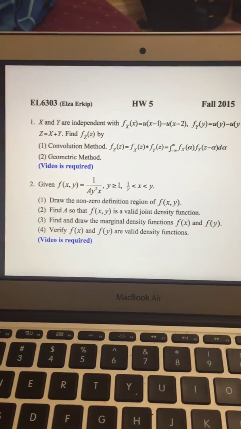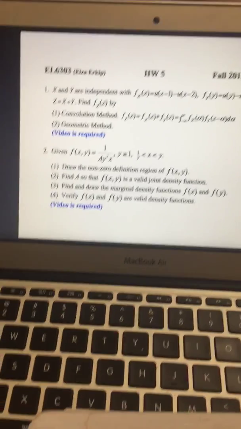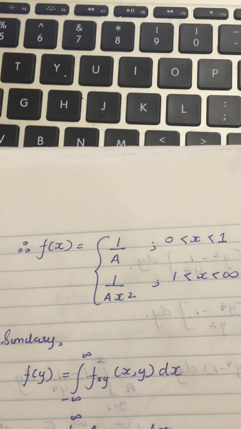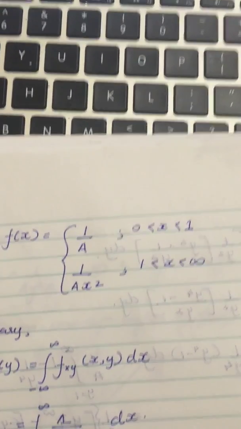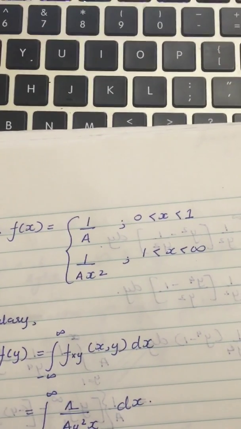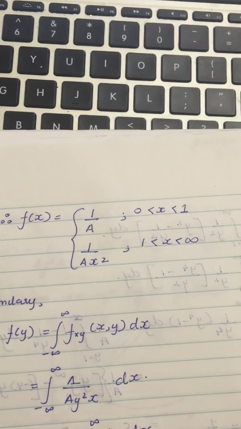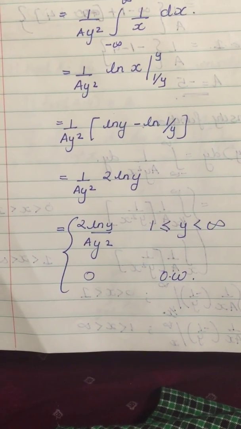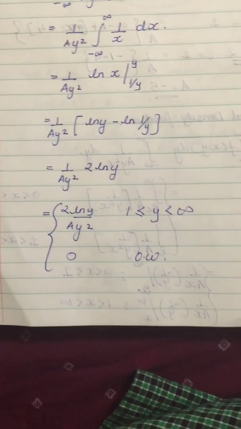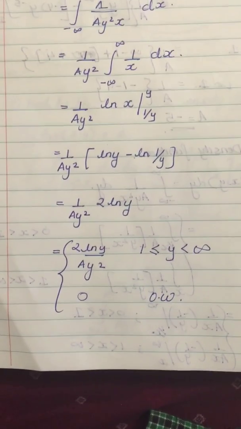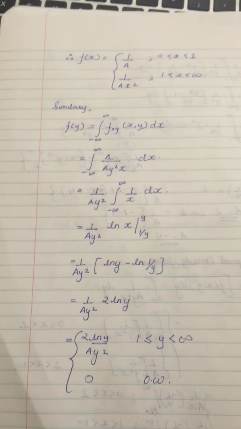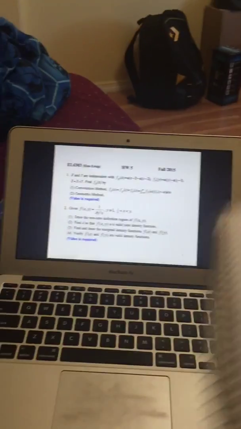The last part is verify that f of x and f of y are valid density functions. If you integrate f of x, 1 upon a going from 0 to 1, and 1 upon a x squared going from 1 to infinity, the integration will be equal to 1 without the constant. And if you integrate f of y, the integration would again be equal to 1 without the constant. Because the integration of f of x and f of y is equal to 1, we know that f of x and f of y are valid density functions, and it is shown out here.